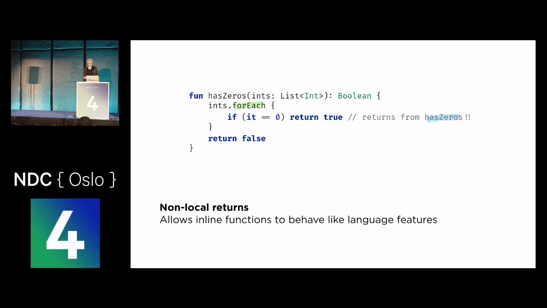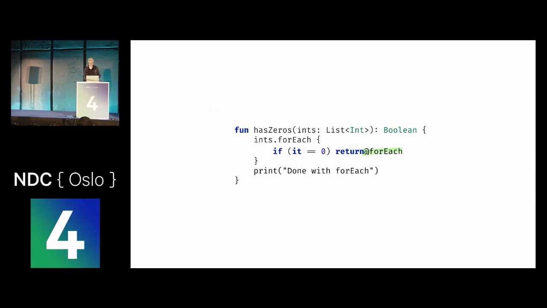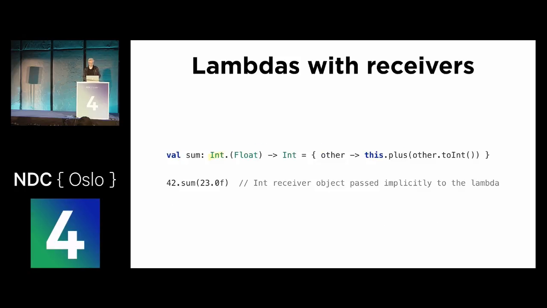So yes, it's all about allowing inline functions. And that's only the case for inline functions as well. It's not for all functions. But it allows you to behave like a language feature. Because as I say, if you'd written that as a for each statement in C#, then that return would make sense. Yeah, we've already shown you that.